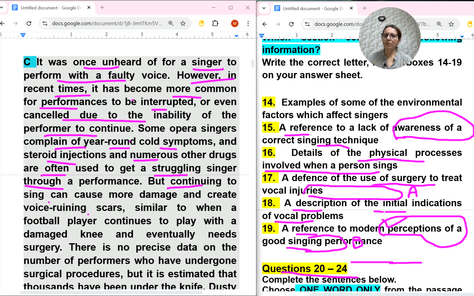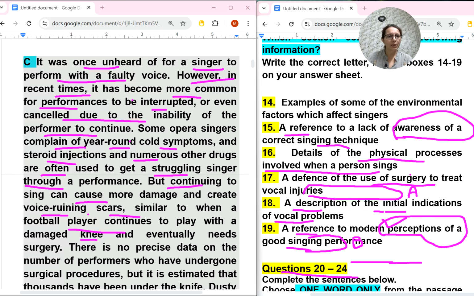But continuing to sing can cause more damage and create voice-ruining scars, similar to when a football player continues to play with a damaged knee eventually. Okay. Is there anything, examples, environmental kind of thing? This is all medical they are talking. Reference to lack of awareness, no. Details of physical process, this we have.